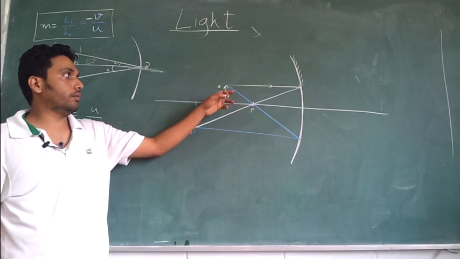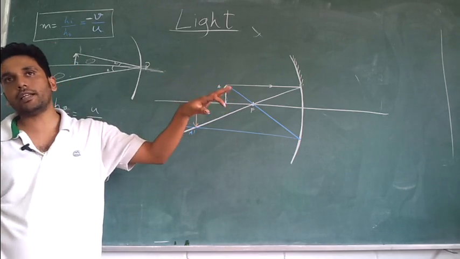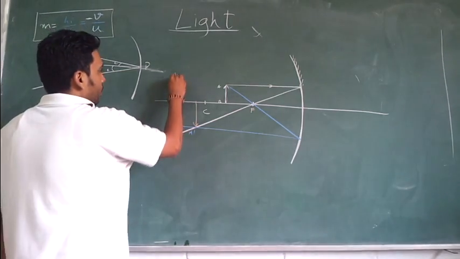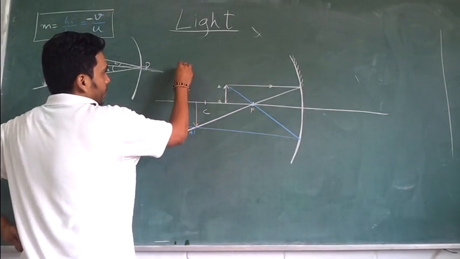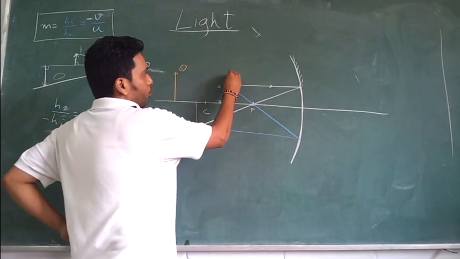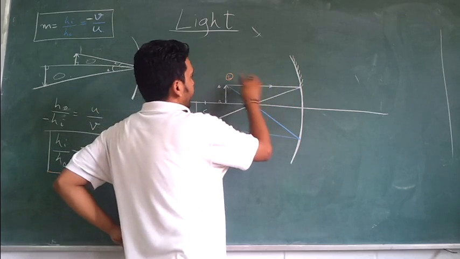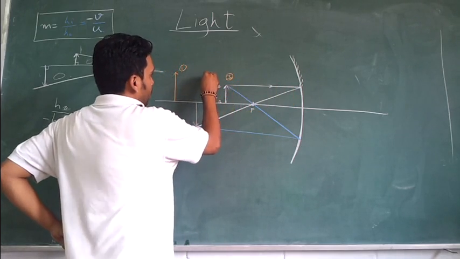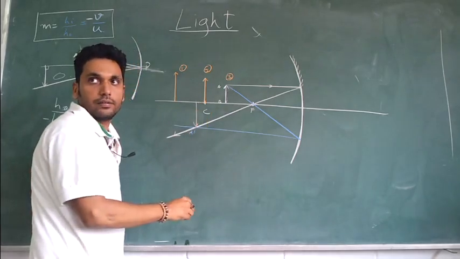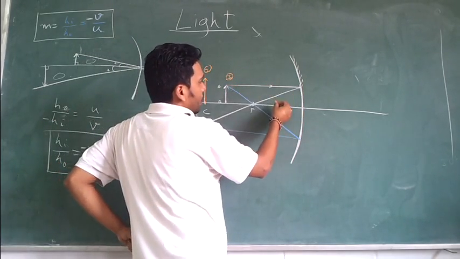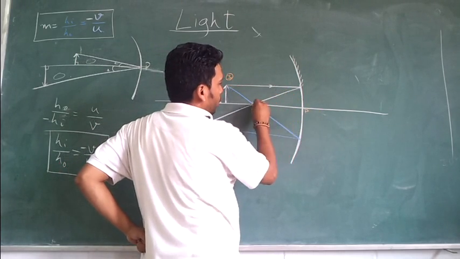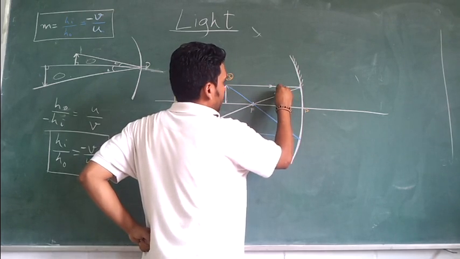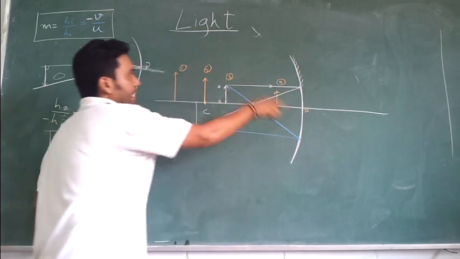You have to form the images when, case 1, object is here, number 1. Number 2 we have already done. Number 3, say this is number 3. Number 2, object is on the center of curvature. And number 3, this. Number 4, it is between focus and the pole. Number 4. So these 4 images you should know.